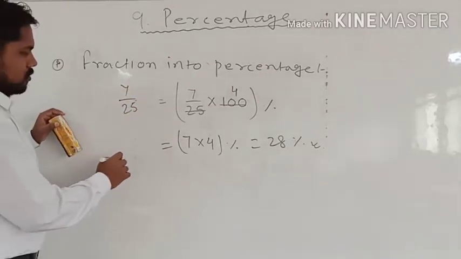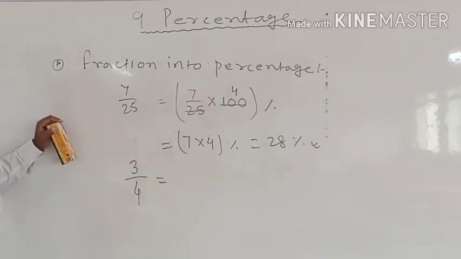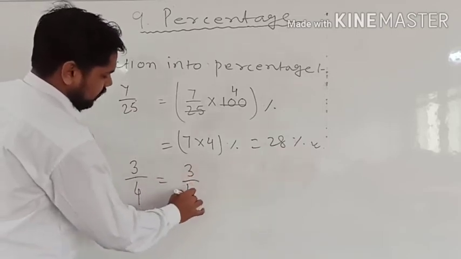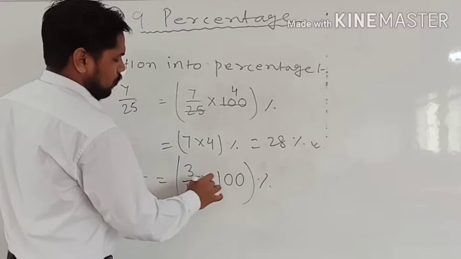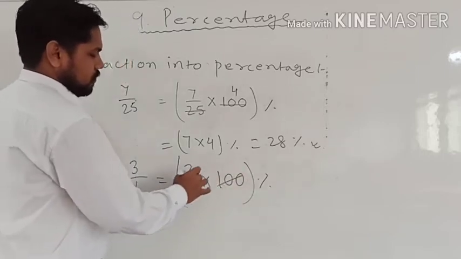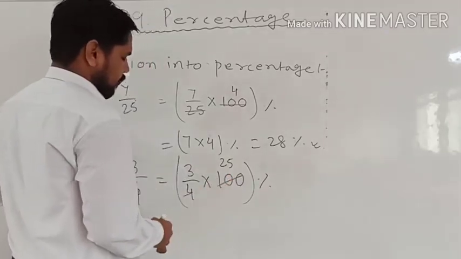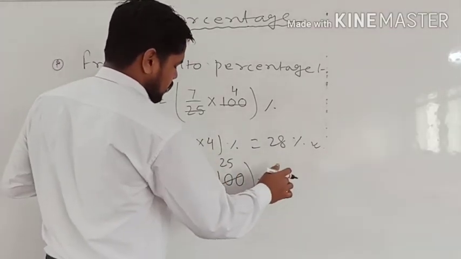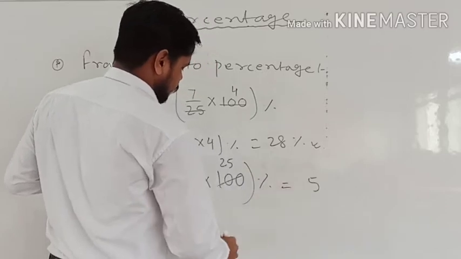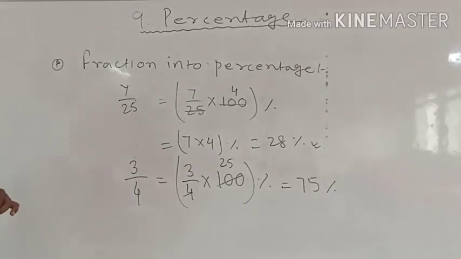So 28% will be the percentage of 7 divided by 25, right? उसी तरह से suppose पूछा जाता है 3 divided by 4 fraction is equal to how much percentage? तो simply हम लोग कर सकते हैं 3 divided by 4 multiply 100%. So 4 25s are 100, right? So 3 multiply 25 हो जाएगी. So 3 multiply 25 is 75, right? So 75% will be the required percentage. 3 by 4 means 75%.